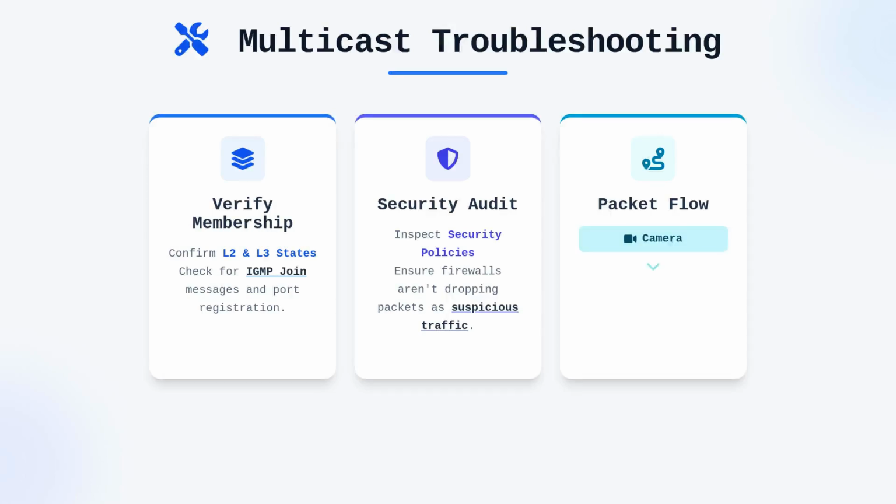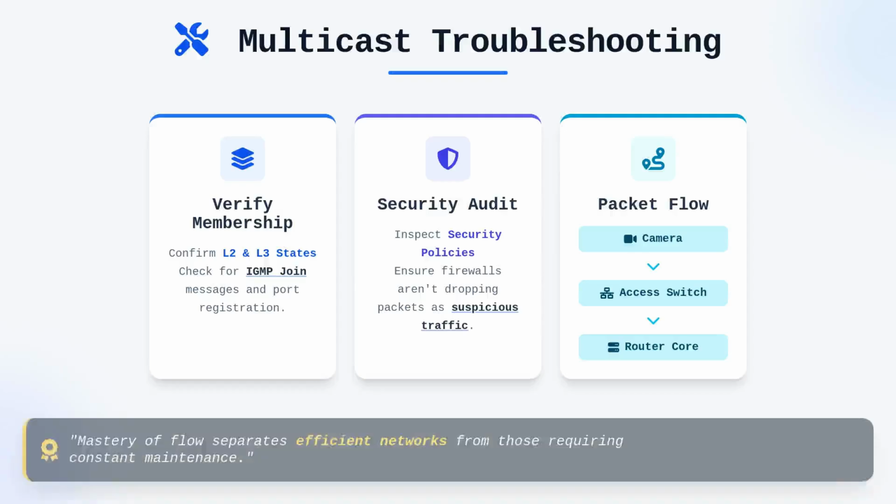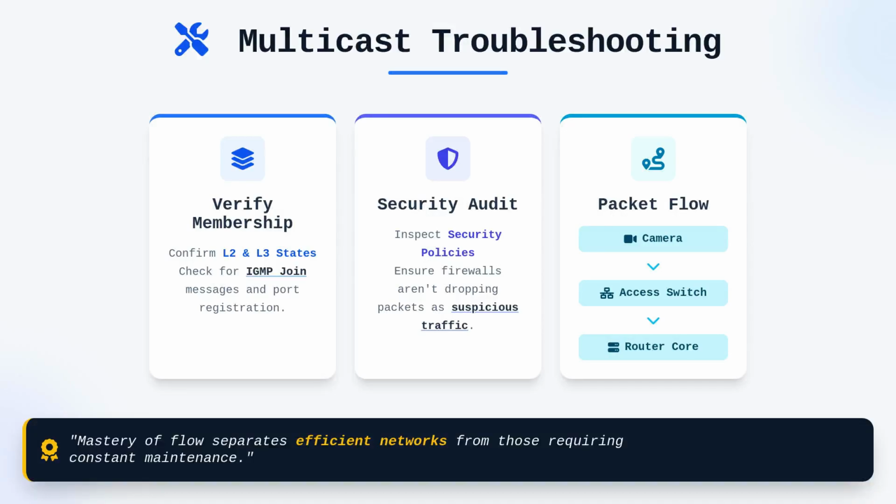Understanding the flow of these packets from the camera, through the access switch, and potentially across the router core is what separates functional, efficient networks from those requiring constant maintenance. Mastery here allows you to push the boundaries of what is possible in a large-scale deployment.